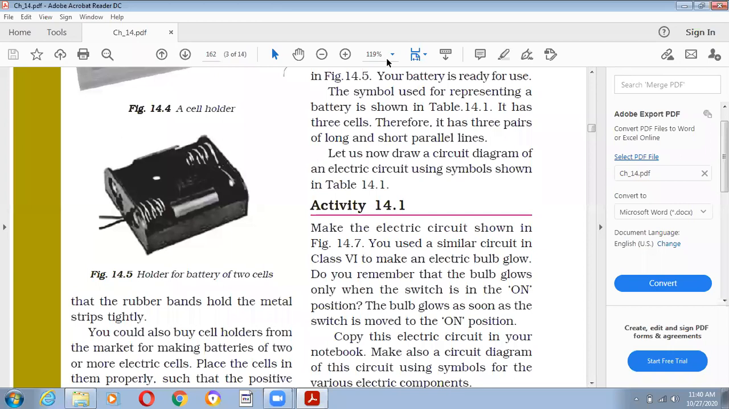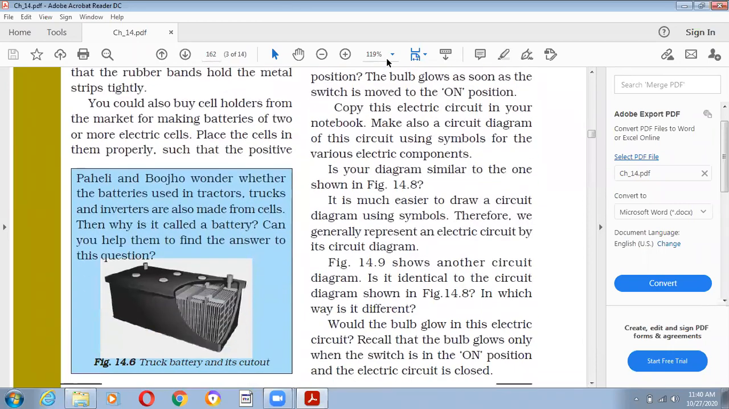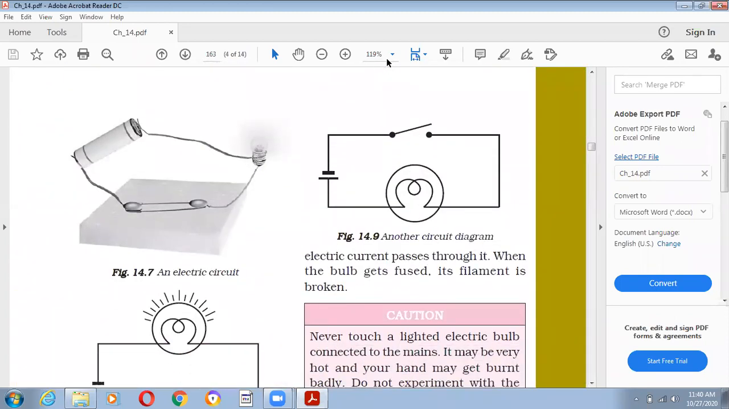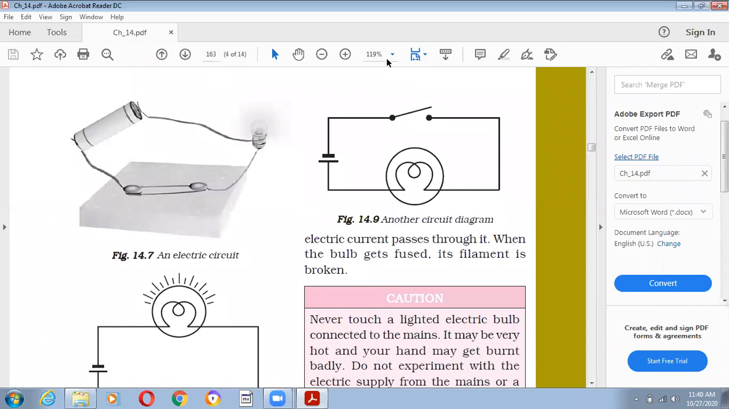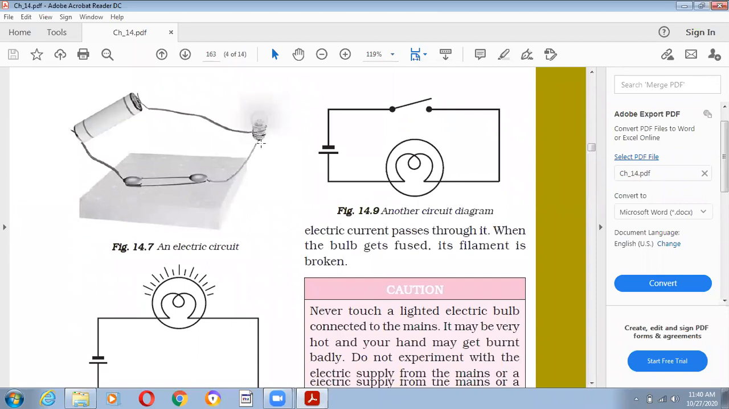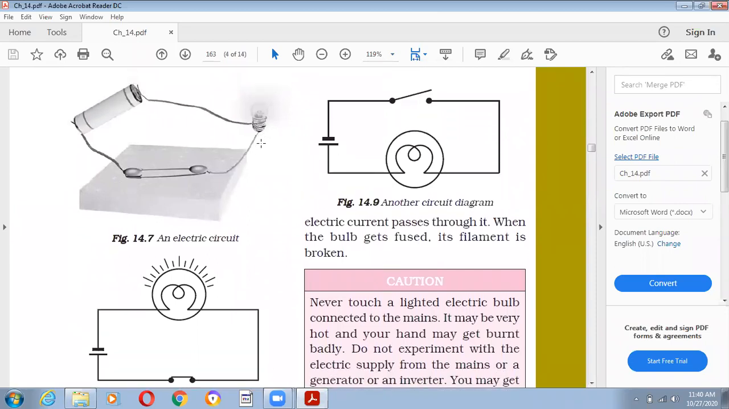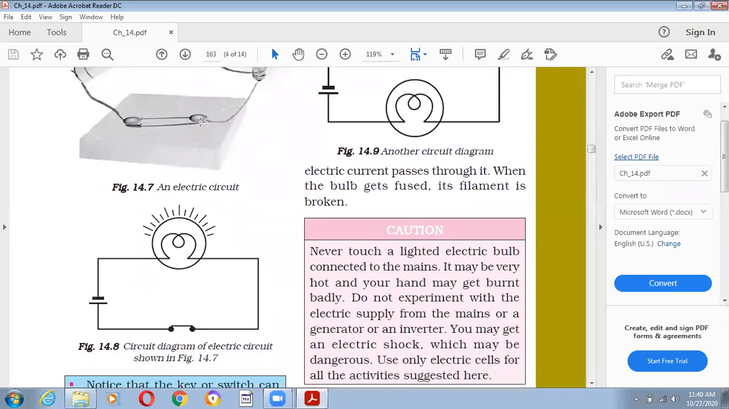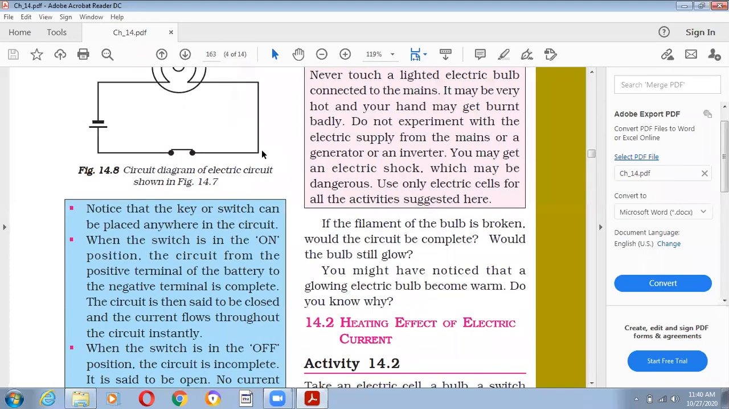So if we talk about electric circuit, we can make our own electric circuit, that is open and closed. We can use a cell, a paper clip and a small bulb, right? So open circuit and closed circuit: when the switch will be on, the circuit will be complete. When the switch will be in off position, then the circuit will be open.